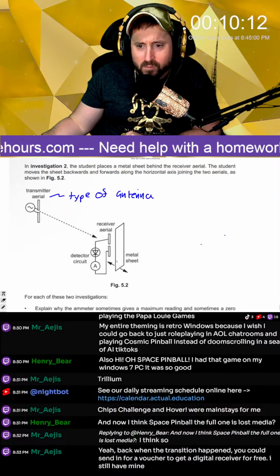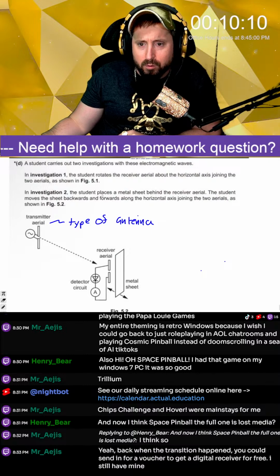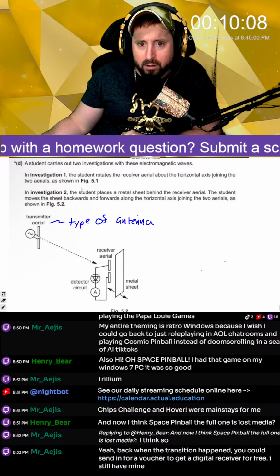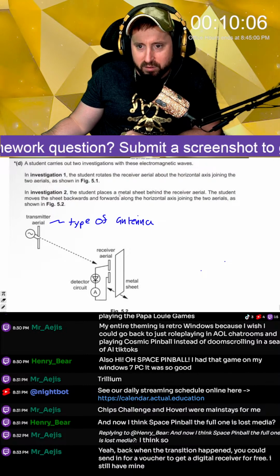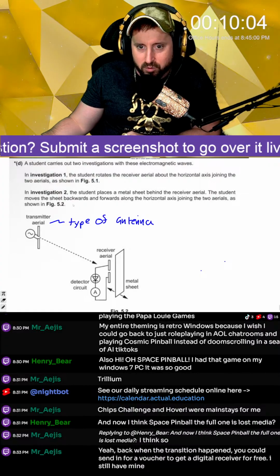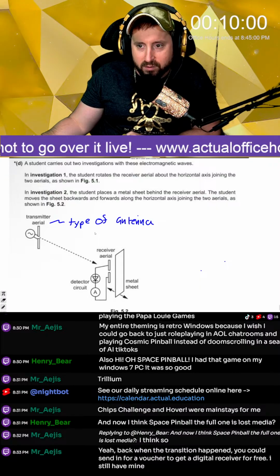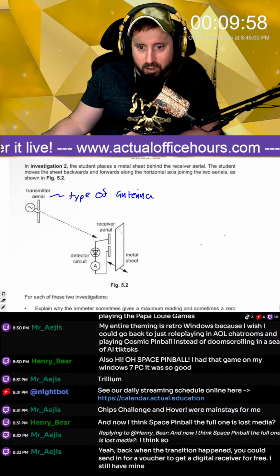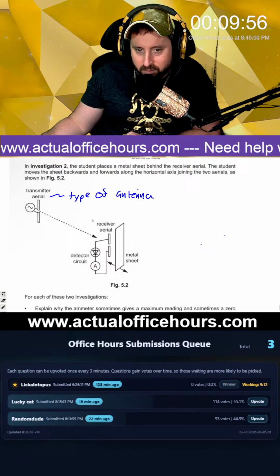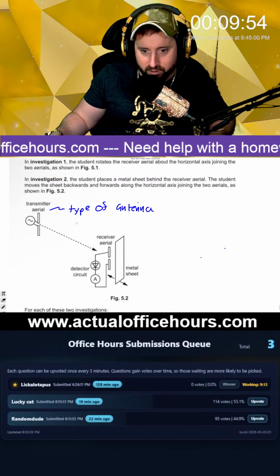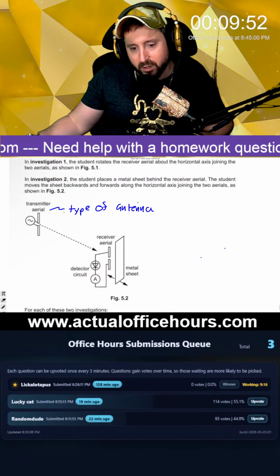Okay, let me see. Investigation 1: a student rotates a receiver aerial. Investigation 2: he places a metal sheet behind the aerial, and the student moves the sheet backwards and forwards along the horizontal axis, joining two aerials as shown. This is a terrible drawing. This is not horizontal at all. This is like diagonal. Okay.